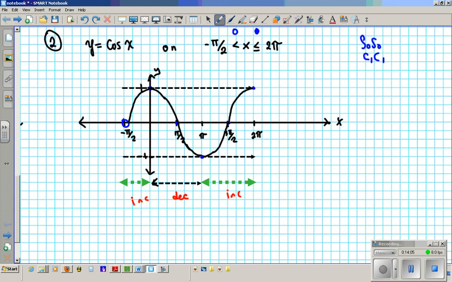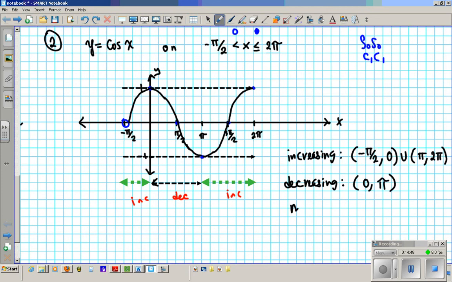Okay? Alright, so let's state them. Increasing. It's increasing from, since this is an open circle point, you can't include it, negative pi over 2, all the way to 0. 0 is a max, so it's neither increasing nor decreasing. Union pi, it's an extrema, an extreme point. It's neither increasing nor decreasing. So pi all the way to 2 pi. That's also an extrema, so it's neither increasing nor decreasing. Right? So for decreasing, we're just simply going to go from 0 all the way down to pi.